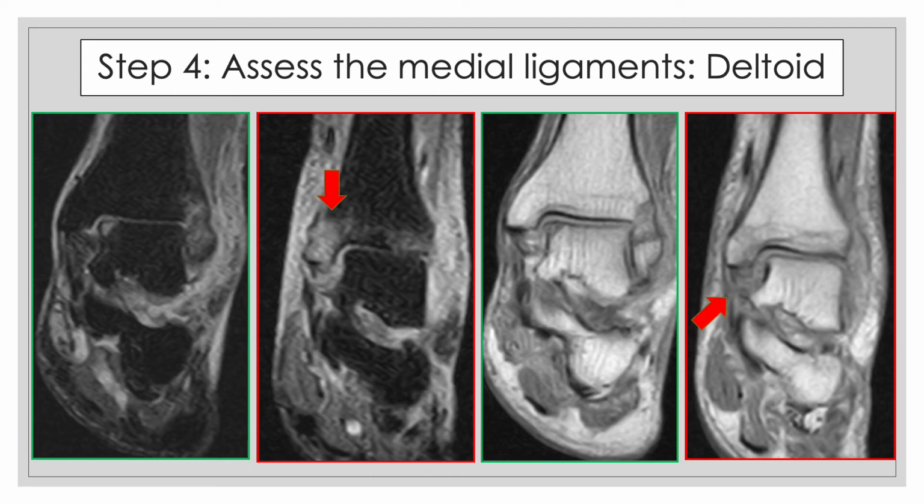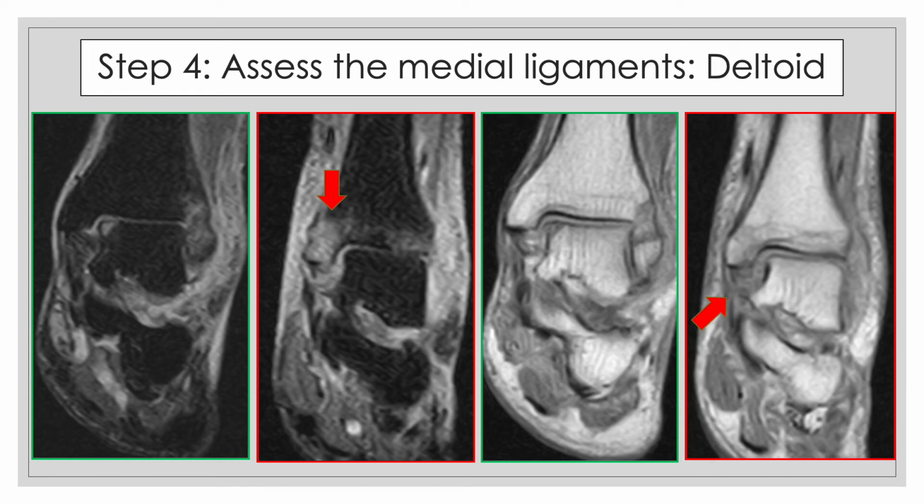We look at the deltoid ligament. So the spectrum of injury in an ankle sprain moves from the lateral to the medial side, and eventually you start to see deltoid ligament injuries. It's important to understand the normal appearance of the deltoid, which does have a striated appearance to it, but we're trying to look for a significantly abnormal appearance.